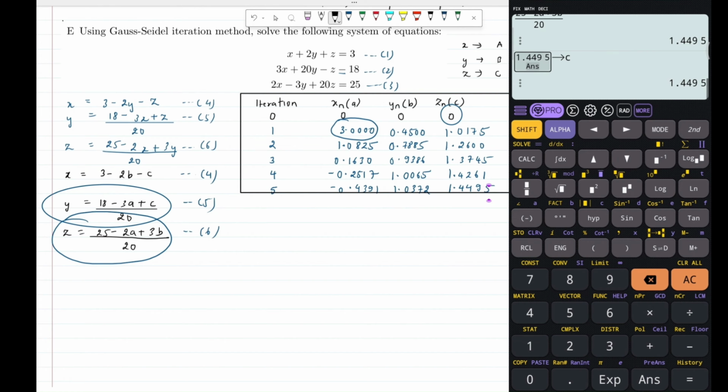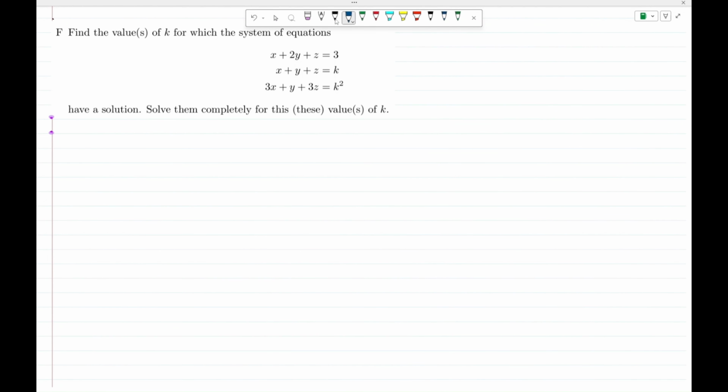Now let us move on to question 2F. Question 2F is based on system of equations. We are going to solve this using matrices. It says to find the values of k for which the system of equations, we are given a 3x3 system, and you can see that there are unknown k's involved over here, have a solution, and then solve them completely for these values of k. So to begin with, we are first going to rewrite the given system in matrix form.